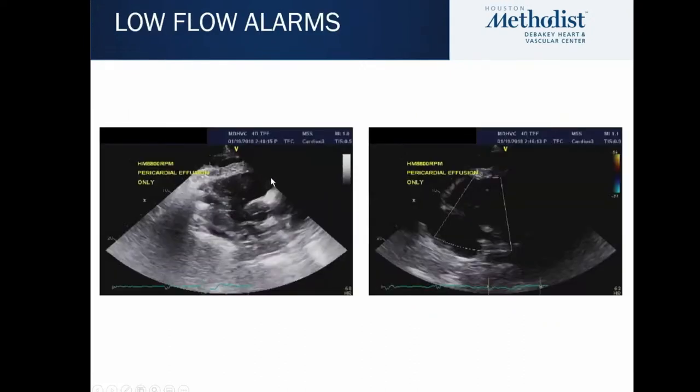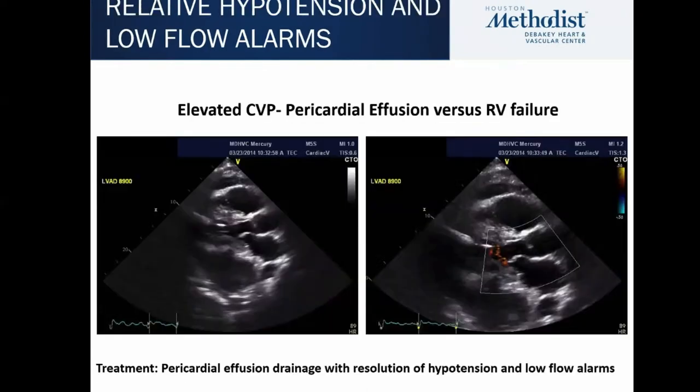The other thing that echo, of course, is useful for is troubleshooting alarms. So for instance, this is a patient who had low flow alarms. This is post-operative, a few days in, when the patient finally had a therapeutic INR. The right ventricle was also enlarged, but we also saw a pericardial effusion. So the question was whether this is RV failure or basically elevated CVP as a result of profound pericardial effusion.